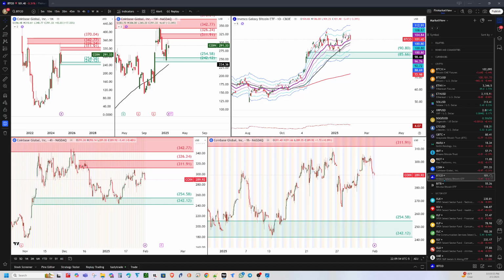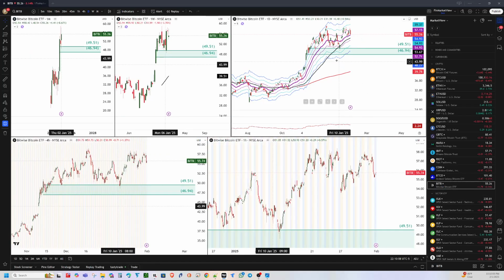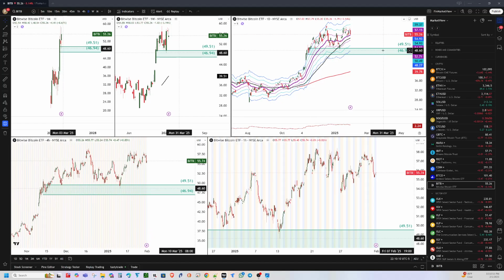BTCO, Invesco Galaxy Bitcoin ETF. It's similar to the Bitcoin ETF and other ETFs, with the same entry and the same area, which I'm looking at as the 90ish area, which is 90, 80, and 85, 66. Bitwise, same thing. I'm looking at the 49ish area.